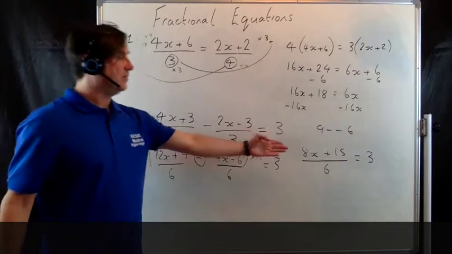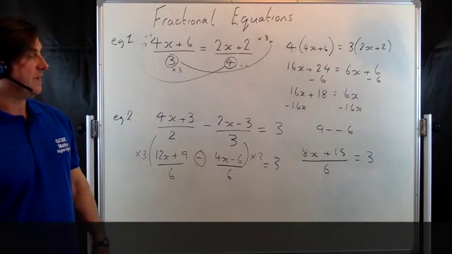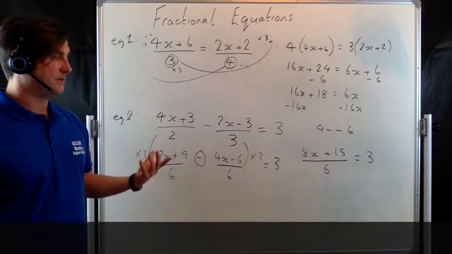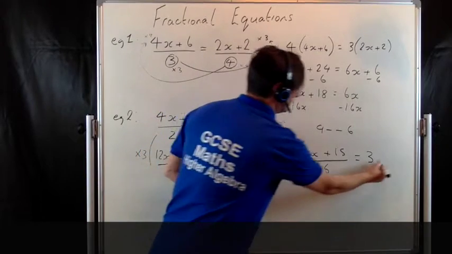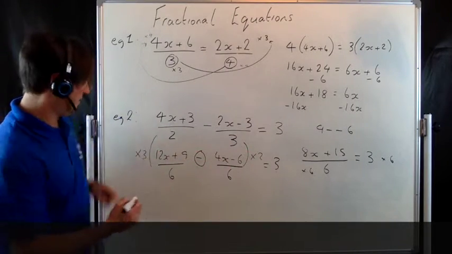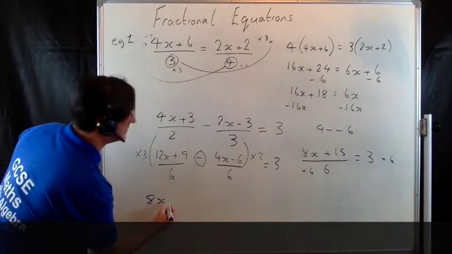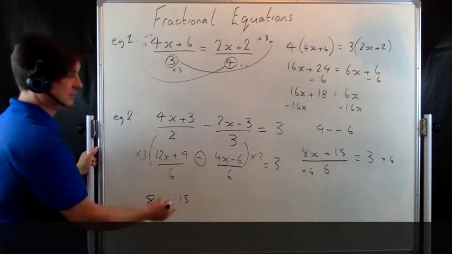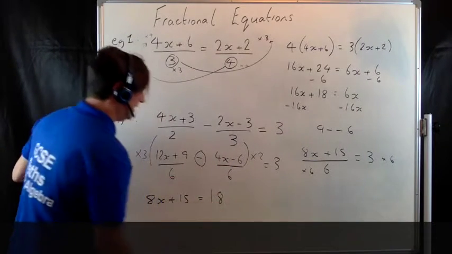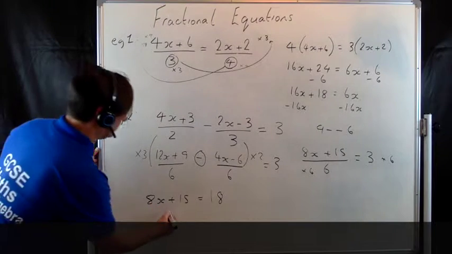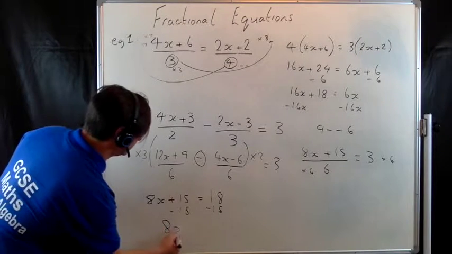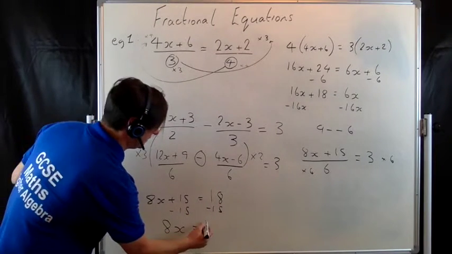Now I'm at the stage where I've got a fairly basic fractional equation there. I need to get rid of the 6 first of all. So what I'm going to do is multiply both sides by 6. And if I now go down here, multiplying that by 6 leaves me with 8x plus 15. The 6 on the bottom's gone, equals 3 times 6 is 18. And then I can take the 15 away from both sides. That leaves me with 8x. 18 take away 15 is 3.